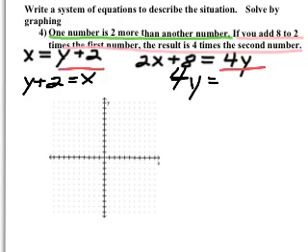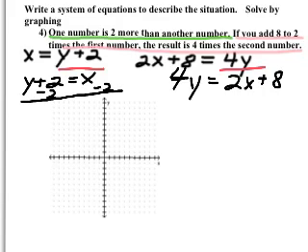4y equals 2x plus 8. Now I've got to graph them, so I want to put them in slope-intercept form, the y equals form. So for this one, I will add a negative 2 to both sides. I think I can put it here without interfering. y equals x minus 2. Okay, on this one, divide both sides by 4.